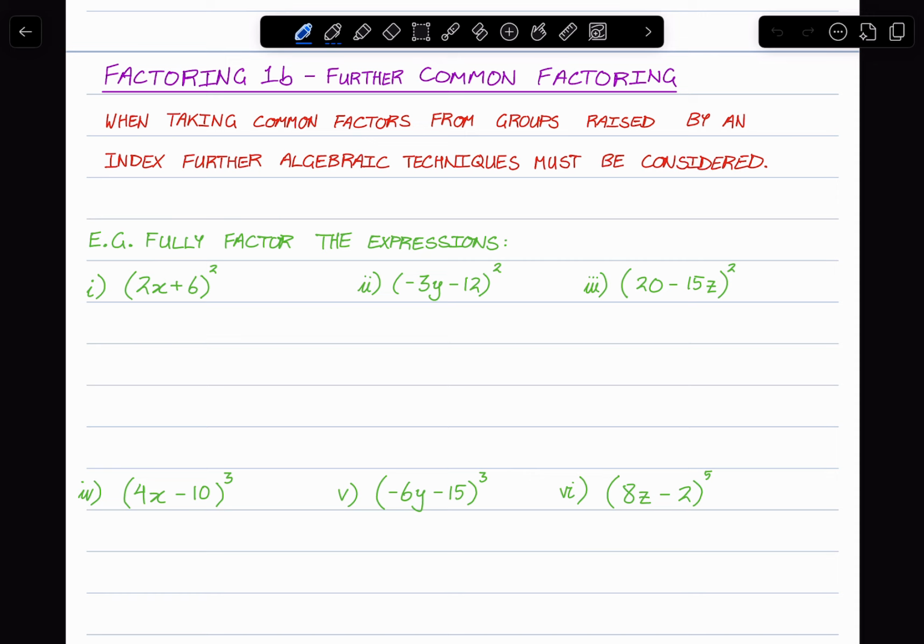Hello class, this is a video tutorial on further common factoring. In this video, we'll be looking at how to factor common factors from groups that have indices. Now you'll see that when you do this, further algebraic techniques must be considered.